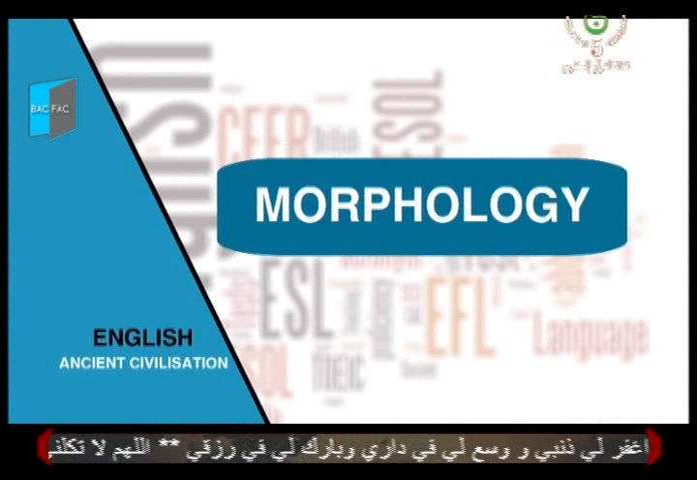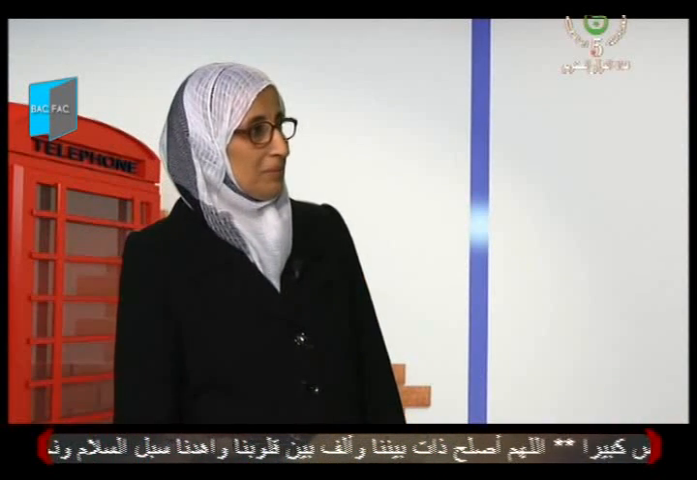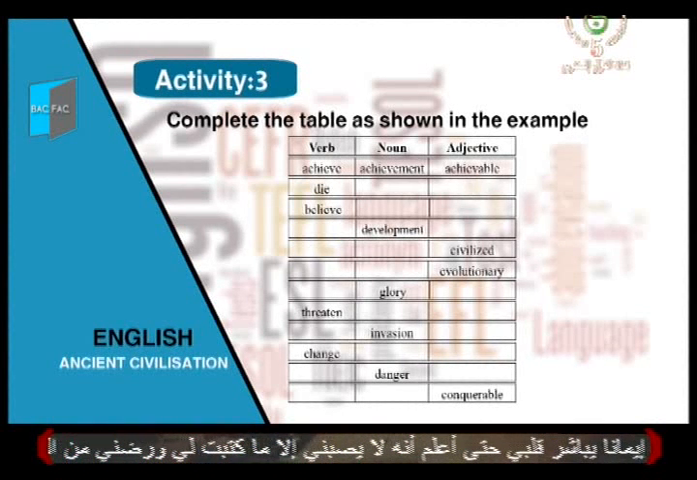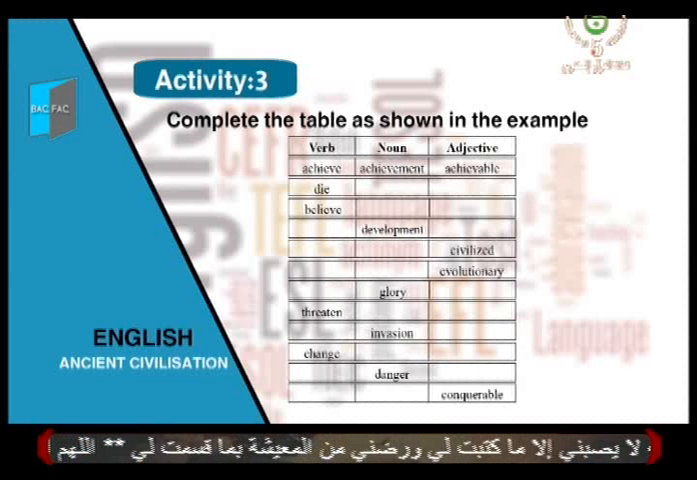You have certainly noticed the use of words like achieve, which is a verb, achievement, which is a noun, and achievable, which is an adjective. Mrs. Ben Khalil, is there any specific rule on how to derive words in English? Unfortunately, there is no specific rule, but with a little practice, you can get ready for the exam. Let's start. Achieve is a verb, achievement is a noun, and achievable is an adjective.